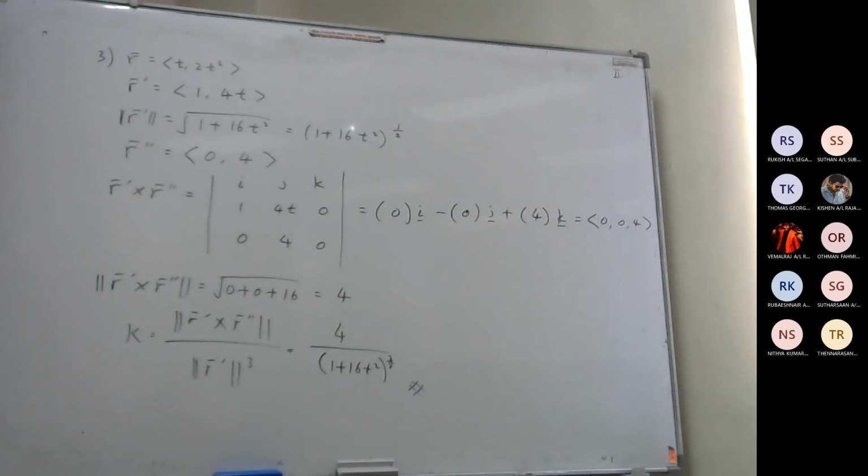Have you heard about the right-hand thumb rule? Did you apply it in your classes? Yes, I think you know the right-hand thumb rule. So in this direction, it points upward.